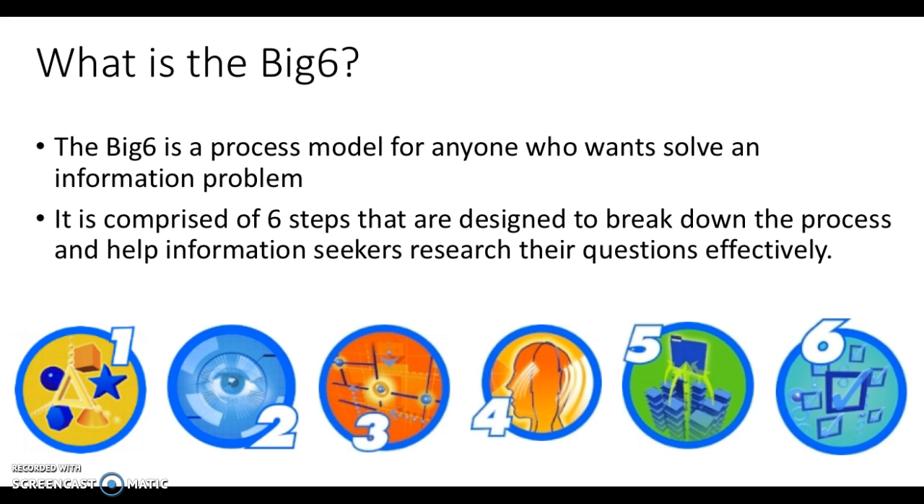So what is the Big 6? The Big 6 is a process model for anyone who wants to solve an information problem. It is comprised of 6 steps that are designed to break down the process and help information seekers research their questions effectively. And then later on, we'll get more in detail about what these 6 steps are.